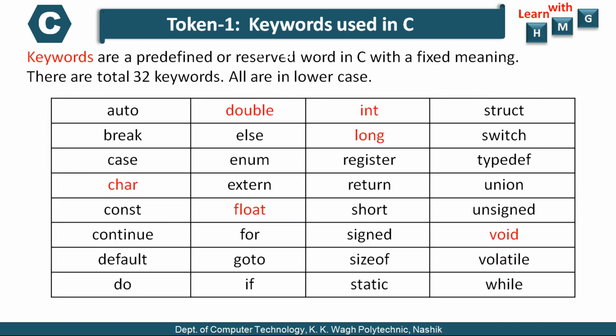This is a list of the various keywords, alphabetically arranged. For example: auto, break, char, do, else, double, float, goto, register, int, void, volatile, while, struct, switch, sizeof, return, etc. All these are keywords, and out of these, the red color marked keywords are the data types. All these keywords are defined with a specific fixed meaning, and they are used for that specific purpose only, and you cannot use these keywords for another purpose.